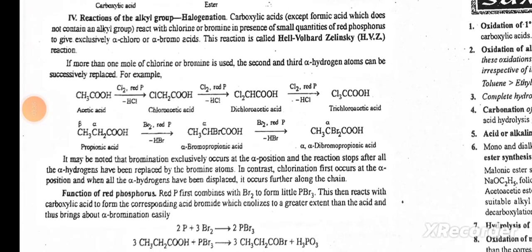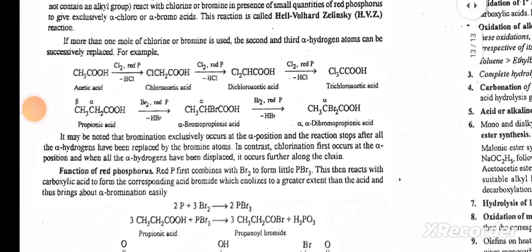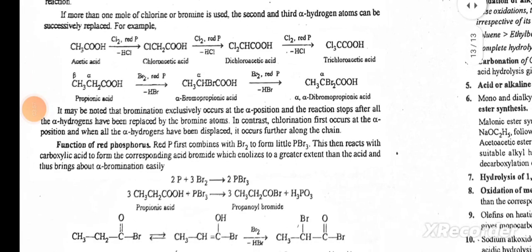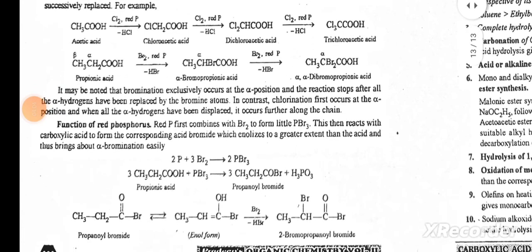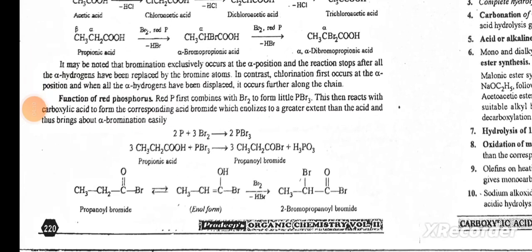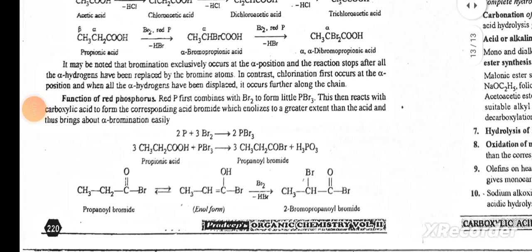Reactions of the alkyl group: halogenation. Carboxylic acids except formic acid, which does not contain an alkyl group, react with chlorine or bromine in presence of small quantities of red phosphorus to give exclusively alpha chloro or alpha bromo acids. This reaction is called Hell-Volhard-Zelinsky, HVZ reaction. If more than one molecule of chlorine or bromine is used, the second and the third alpha hydrogen atoms can be successively replaced. For example, acetic acid, chloroacetic acid, dichloroacetic acid, trichloroacetic acid, propanoic acid, alpha bromopropanoic acid, alpha alpha dibromopropanoic acid.